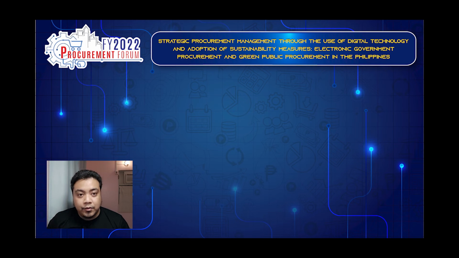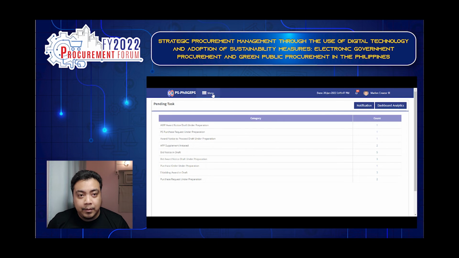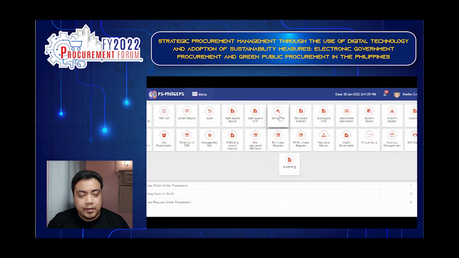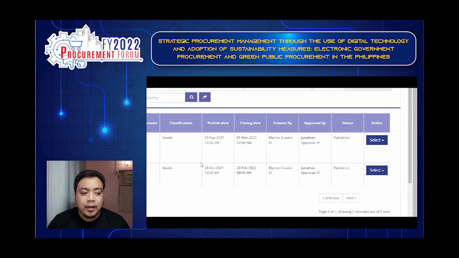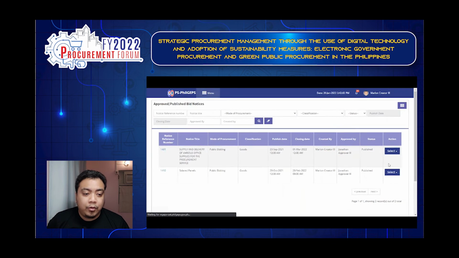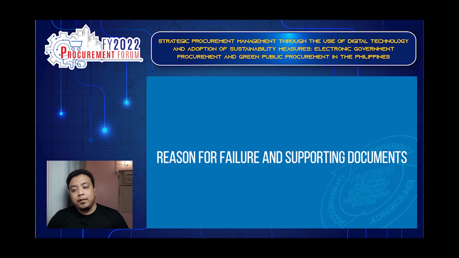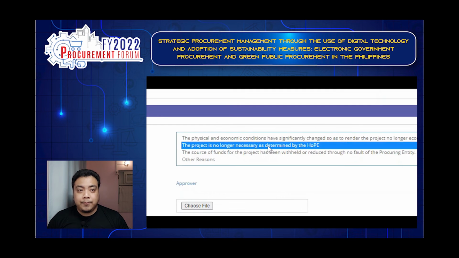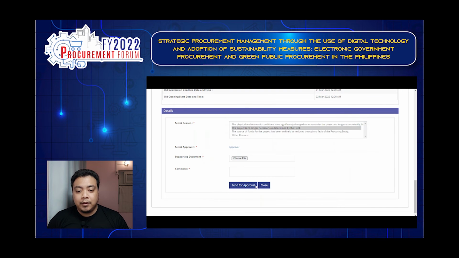Now, if there's any grounds for failure of bidding, then the user can go to the system again, click the menu, then click the bid notice, then click the approve publish bid notices, and then find that particular bid and go to the select button and click the fail bid. So we need to encode the reason why the bid is failed, and it requires a BAC resolution attachment, and it needs to be uploaded in the modernized PhilGEPS.